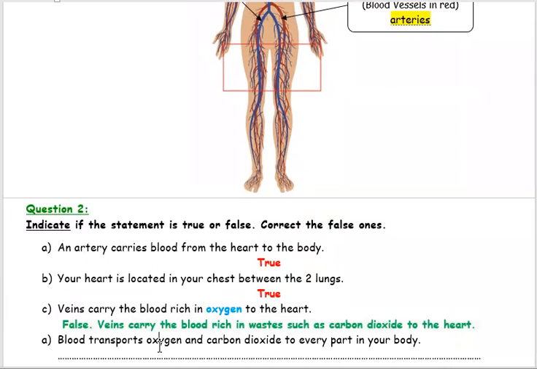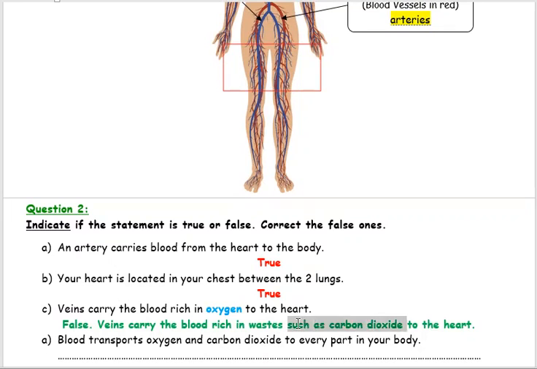Blood transports oxygen and carbon dioxide to every part in your body. So yes, I do understand that every part in our body needs oxygen. That's right. So yes, the blood takes oxygen to our body parts. But do we need carbon dioxide? Do the body parts need carbon dioxide? No, it's a kind of waste.